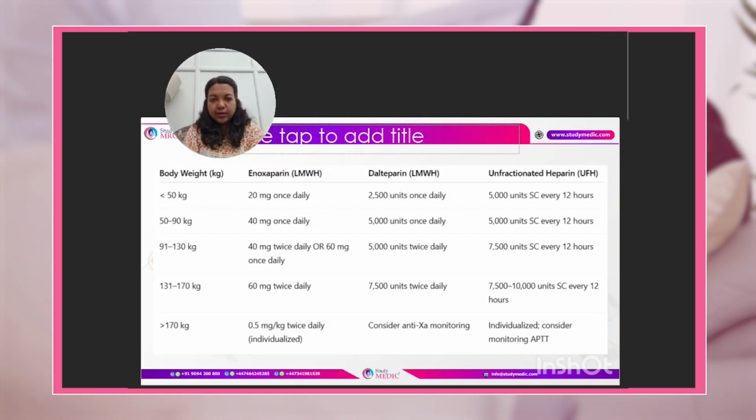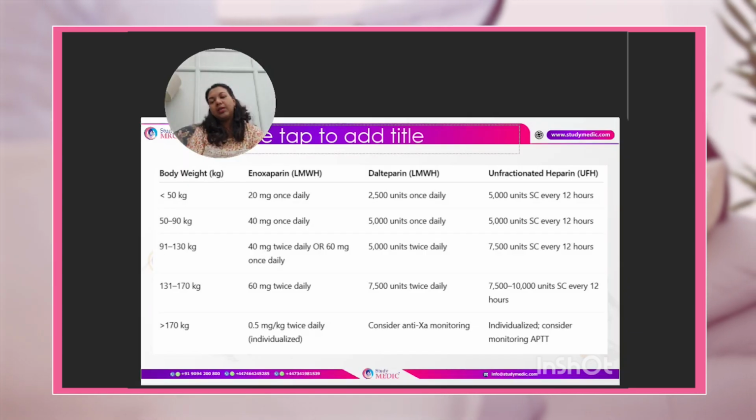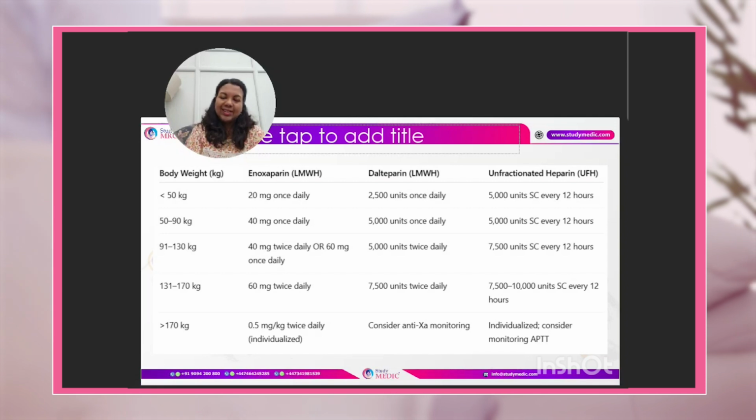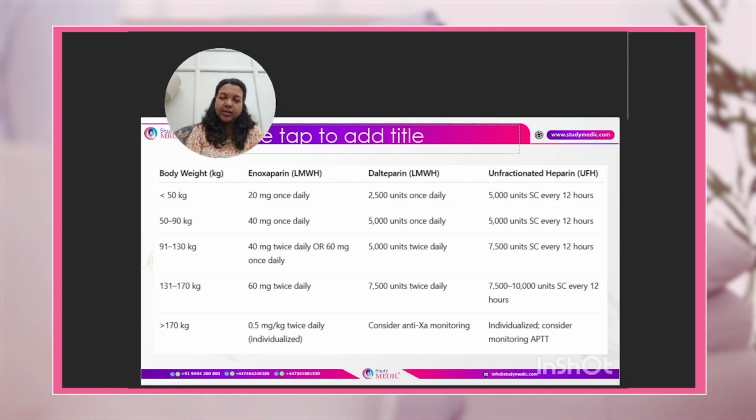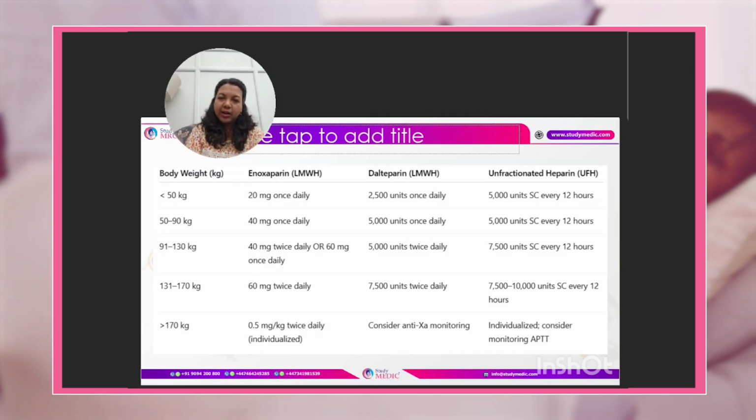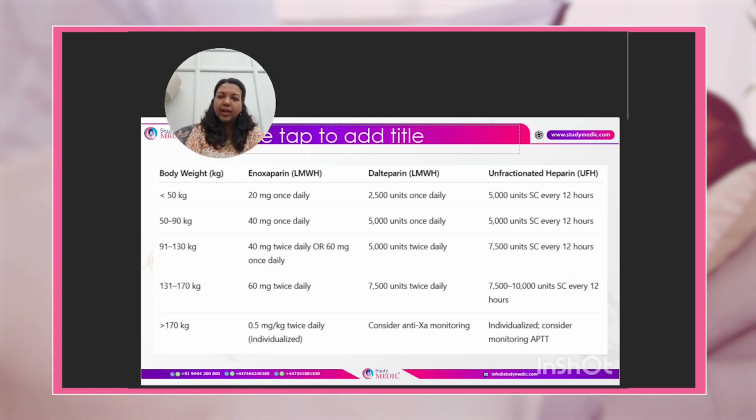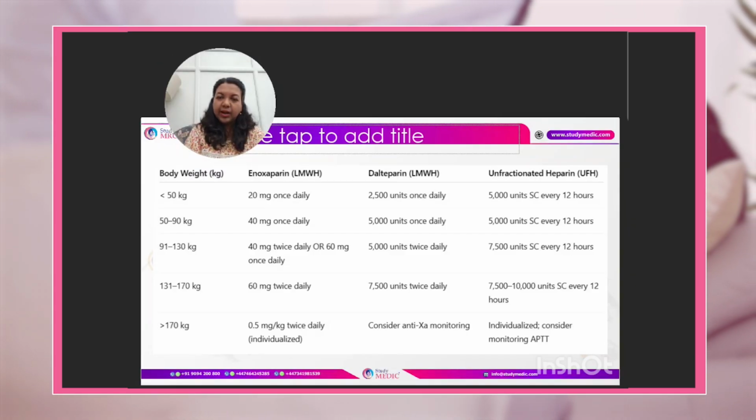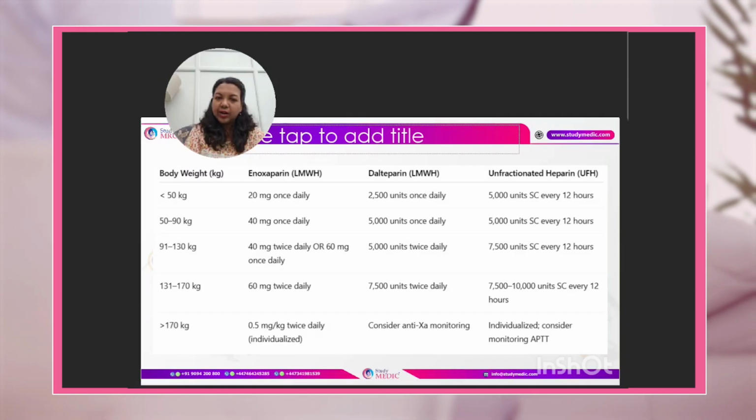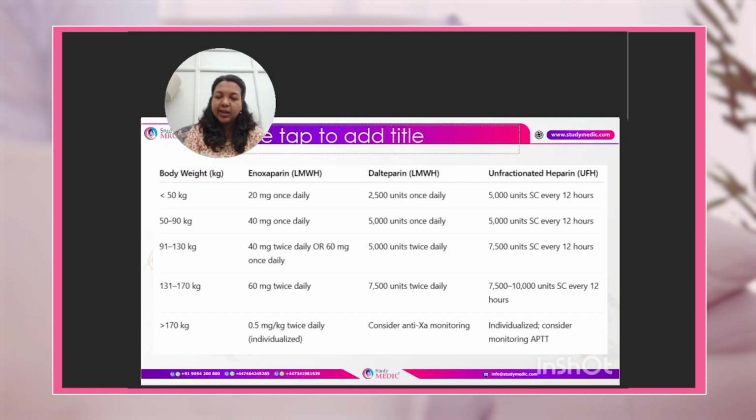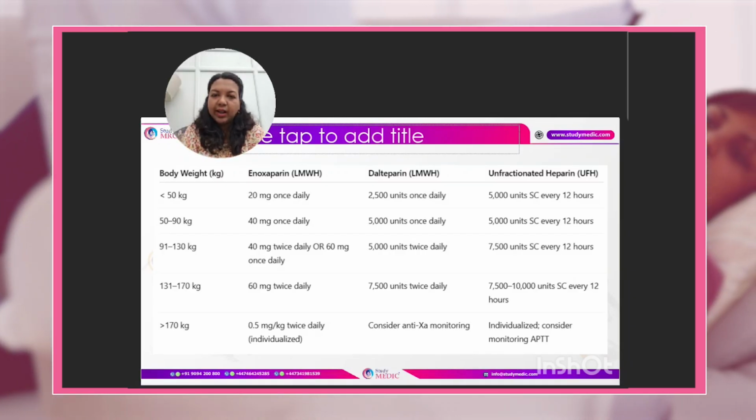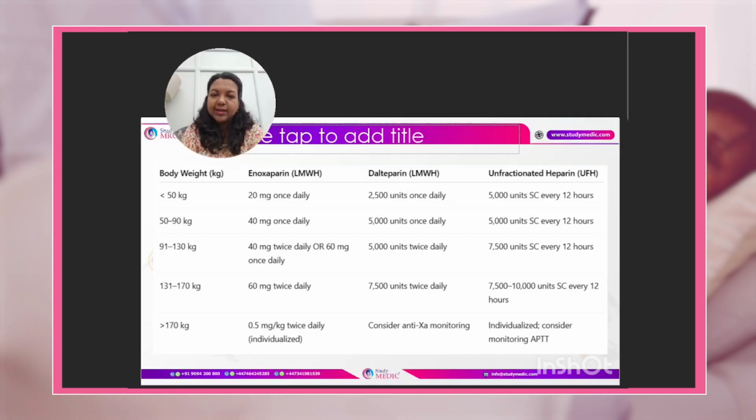Coming to the dosage. Dosage differs for prophylactic as well as therapeutic dosage. In case of prophylactic dosage, the standard dose for a standard weight, that is if it is between 50 to 90 kg, is 40 milligram once daily, and that is for enoxaparin. If it is less than 50 kg, it is 20 milligram once daily. If it is 90 to 130 kg, then 40 milligram twice daily. For 130 to 170 kg, it is 60 milligram twice daily. And more than 170 kg, it is 0.5 milligram per kg twice daily.